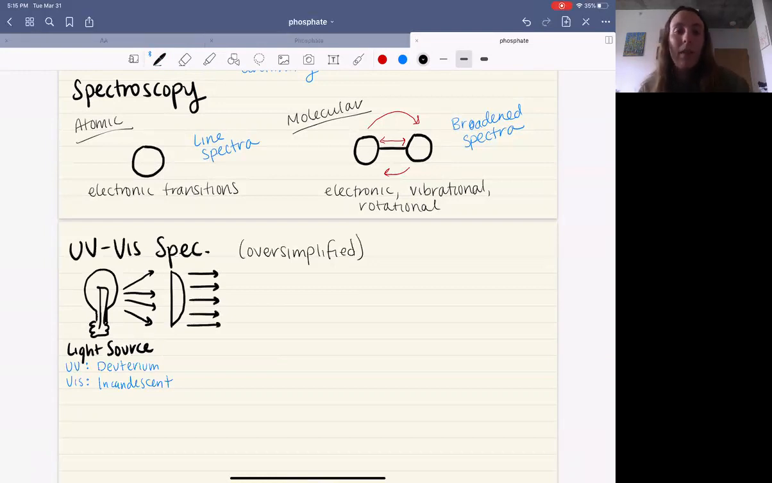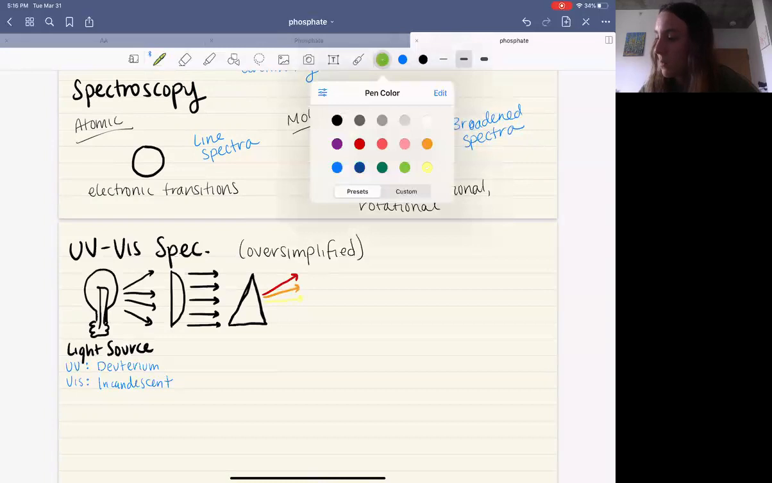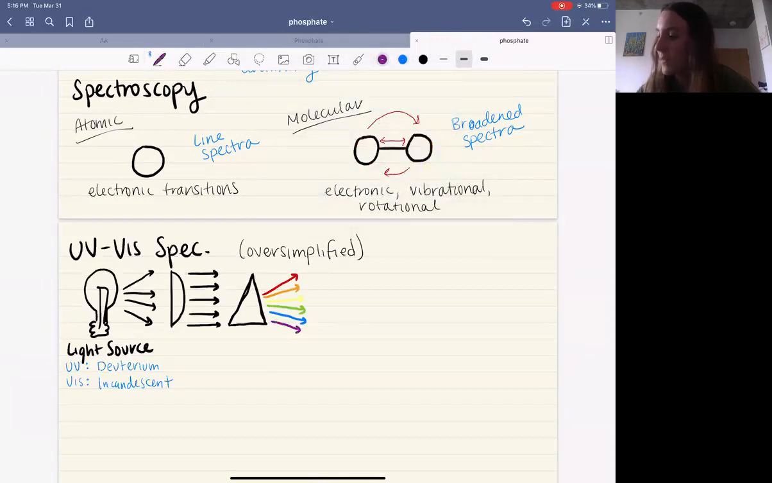Once your light is going parallel, next up is a prism or a grating. Gratings are more commonly used, but prisms make it kind of easy to understand. We'll draw a prism here, and what the prism and grating does is break your white light over this whole range of wavelengths into all the constituent wavelengths that are inside. Right? So if we have visible light, it's going to break it down into all of those colors.